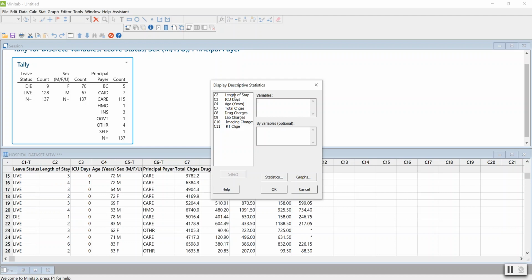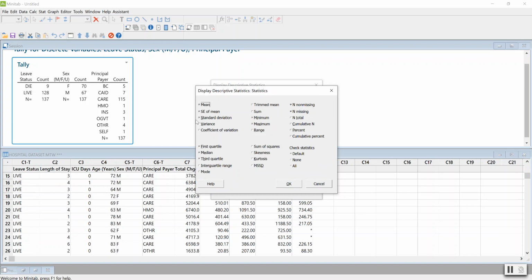What I would like to do is to grab all of this. So I'll press down the control button. You can just drag through and then click on select, and it will select all of the variables for you. Then for statistics, what do I want? I want the mean, but I don't want the standard error. Since it is checked by default, I'm going to uncheck it. And then I want the standard deviation, the first quartile, the median, the third quartile, and the interquartile range.